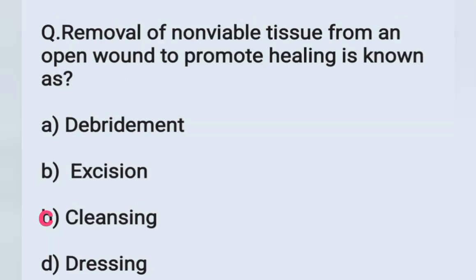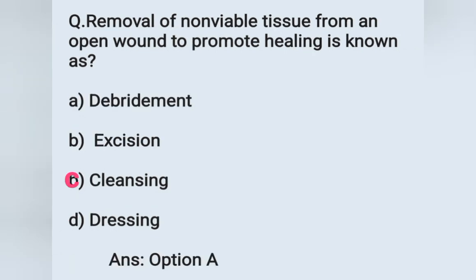A removal of non-viable tissue from an open wound to promote healing is known as. Options. Option A, debridement. Option B, excision. Option C, cleansing. Option D, dressing. And the correct answer is debridement. Debridement means a removal of non-viable tissue from an open wound. It is mainly to promote healing.